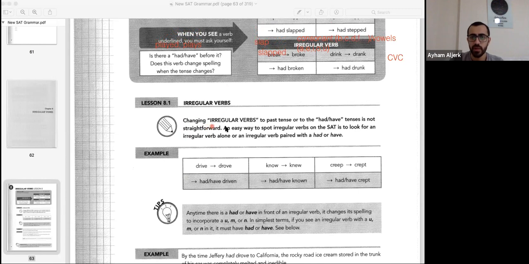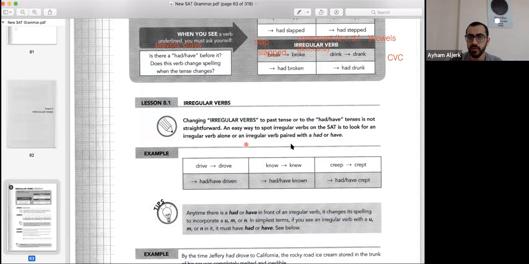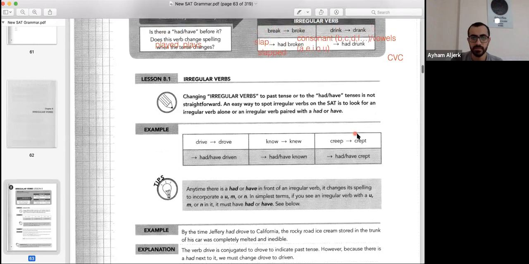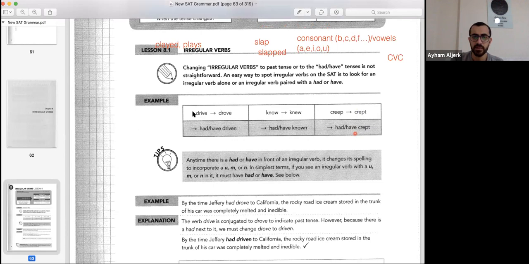Irregular verbs. Changing irregular verbs to past tense or the had/have tenses, or we call it past participle or verb 3, is not straightforward. An easy way to spot irregular verbs on the SAT is to look for an irregular verb alone or an irregular verb paired with had or have. So always remember that when we have had, like for example in past perfect, or have in present perfect, we usually have the past participle form. Again, they give you more examples here, like drive, drove, know, knew, or knew in British English, creep, crept. And again, you should know it's drive, drove, driven. And then we have know, knew, known, creep, crept, crept.